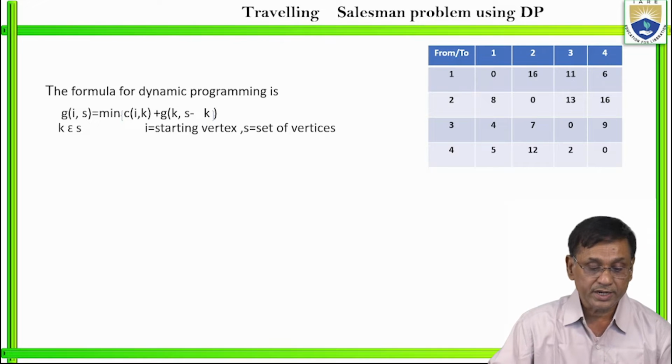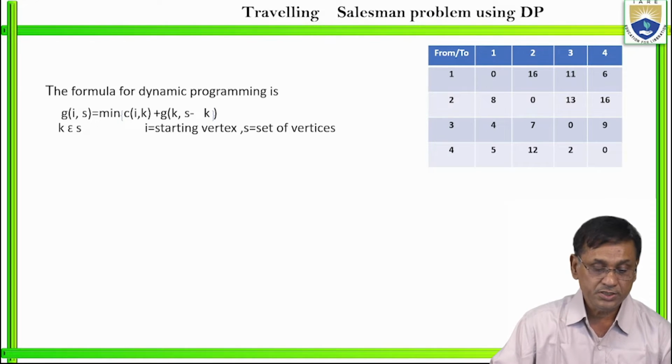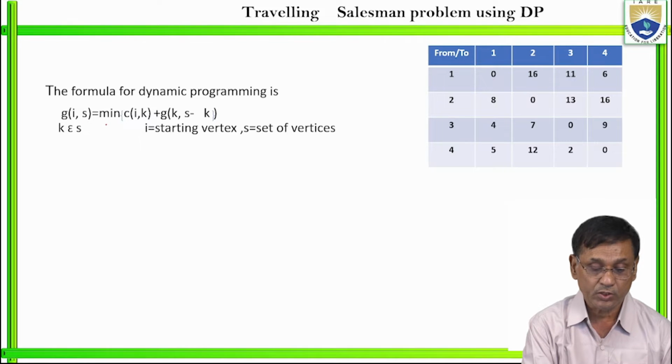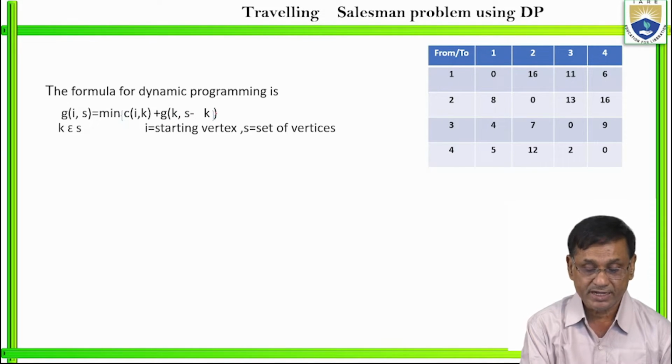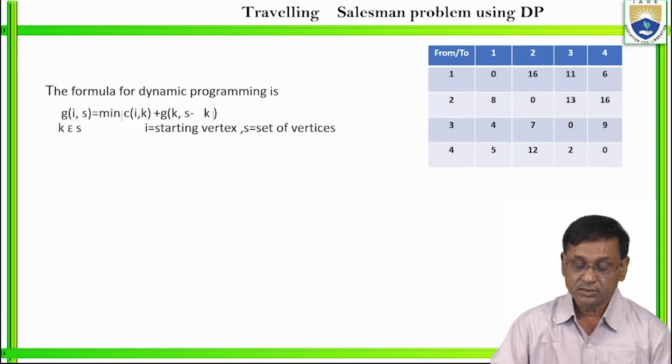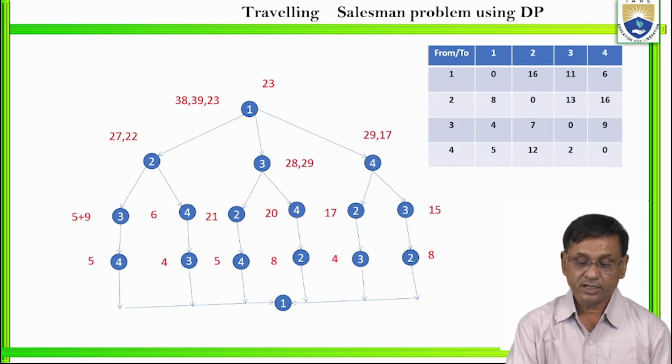So from this you can write the general formula, G of I comma S, that is the cost of starting vertex I to the set of vertices, is equal to the minimum of C of starting vertex I to another vertex K plus cost of the vertex K to the set of vertices minus K. So K belongs to the set of vertices, I is the starting vertex, S is the set of vertices. This is the general formula. So here the stage 3 is clearly explained.